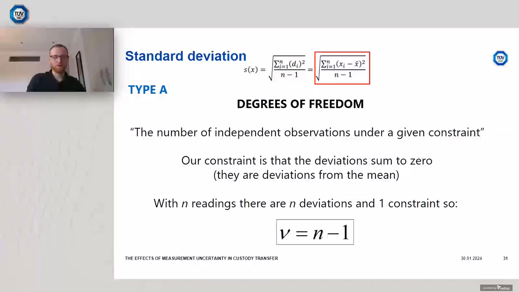So if we took 1,000 or 10,000 measurements, we would have a lot more degrees of freedom. That would mean essentially we would have a significantly lower standard deviation because we're more confident in the spread of the data, as we have so much more data available to us. So the more data you get, the more you reduce your standard deviation based on the degrees of freedom.